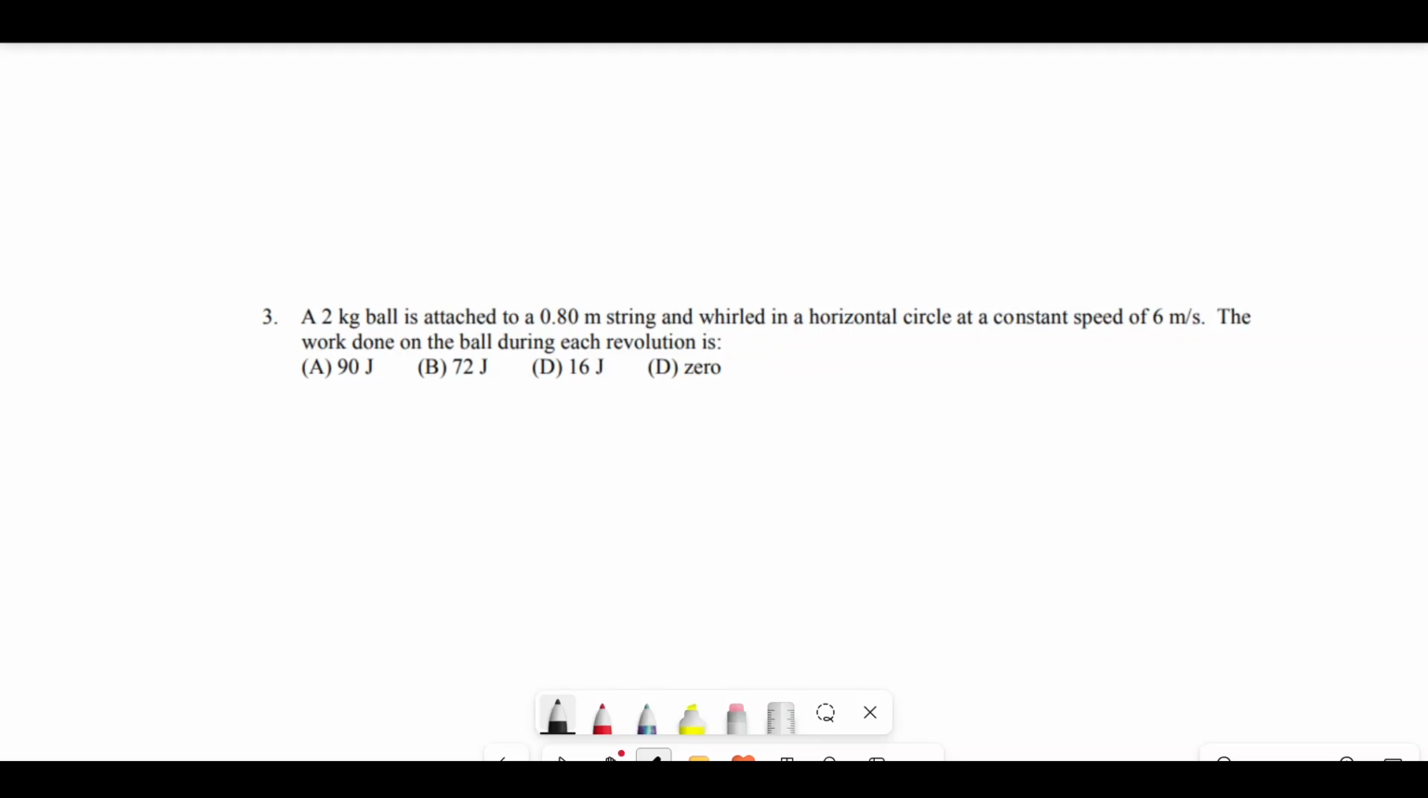So we're going to draw our circle, a horizontal circle, and it says attached to a 0.8 meter string. So here we have the stick or whatever the string is attached to. We have our string going here, and then we have our ball. So this is a 2 kg ball, so I'll just write 2 kg. And then this string, which is 0.80 meters.